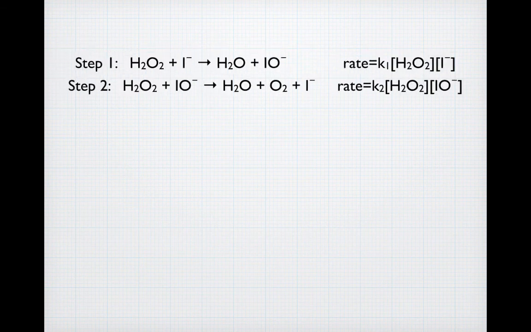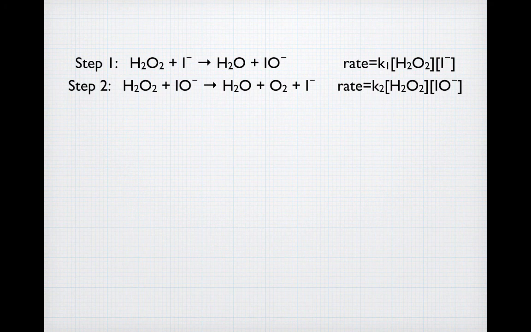So for step one, let's just say we're going to make step one the slow step. Because we have H2O2 and I minus in our rate law, we're going to make those the reactants of our first step. So we're going to have H2O2 plus I minus going to water and a species IO minus. And we would write a rate law for that. Rate equals k1, concentration of H2O2 times concentration of I minus. We just write k1, that just indicates that that's the rate constant for step number one.